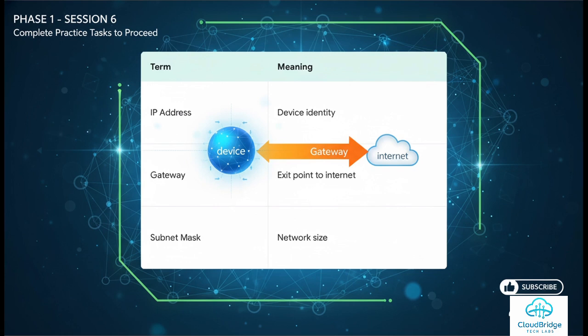Next is the gateway. Think of this as the exit point to the internet, or the front door of your neighborhood. If a device needs to talk to a computer way outside its local network, it sends the traffic to the gateway to handle it. And finally, we have the subnet mask. This defines your network size. It essentially tells your computer, hey, here is the boundary of our local neighborhood. These 3 elements work together harmoniously to tell your machine exactly who it is, who its neighbors are, and how to leave the neighborhood if it needs to.